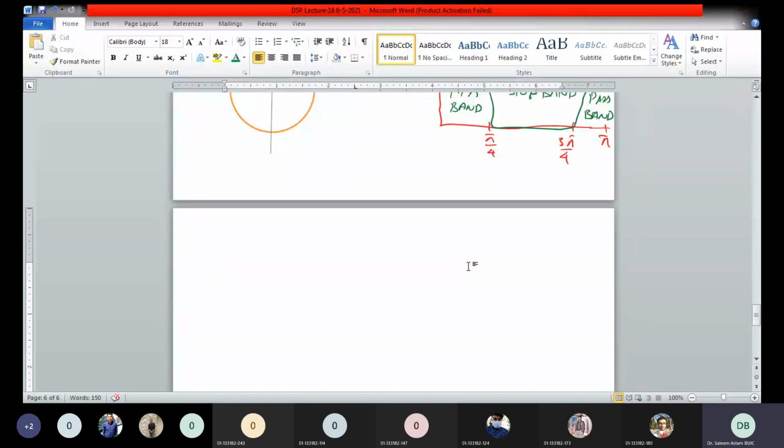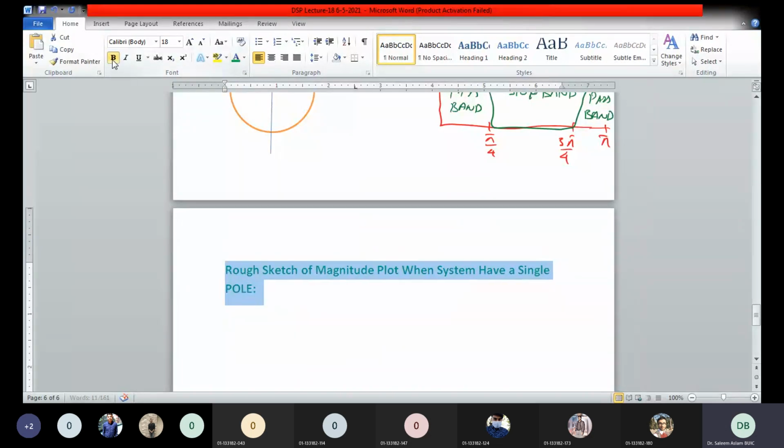Now let's talk about poles. Rough sketch of magnitude plot when the system has a single pole. Now we are moving to the other side, the IIR system. If you have a single pole in it, how will we handle this? How do we plot the rough magnitude when we have a single pole in our system?